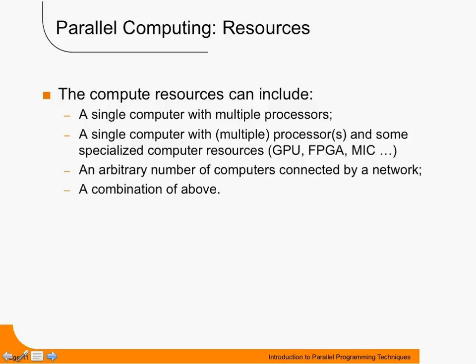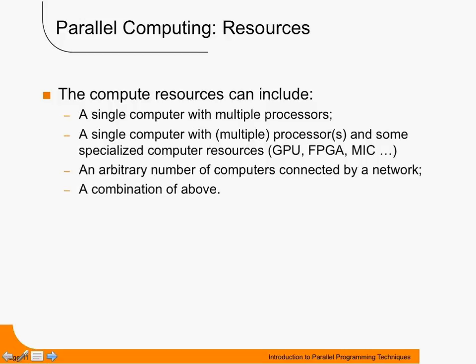So here is just the information about what computing resources are available. The first one is the physical computer, which is multiprocessor, like your laptop or desktop. The next are some specialized computer resources, like the graphics processing unit. Nowadays we see thousands of cores on a single GPU. Then there is the Intel Many Integrated Core, which has 62 or 64 processing units on a chip, and programmable gate arrays and other specialized compute resources.